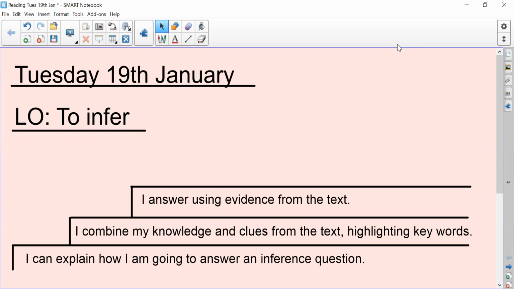So today we're going to be inferring, and by the end of the lesson, you should be able to explain how you are going to answer an inference question, combine your knowledge and clues from the text, highlighting any key words, and answer using evidence from the text.